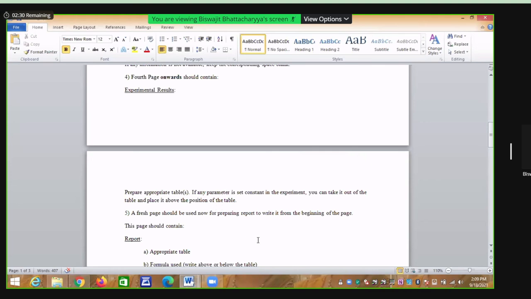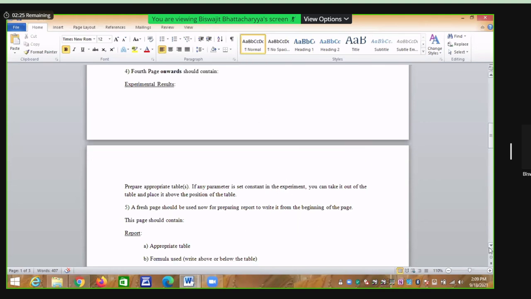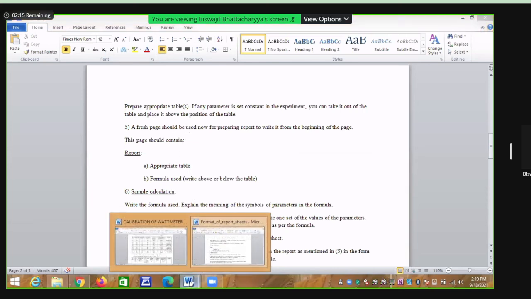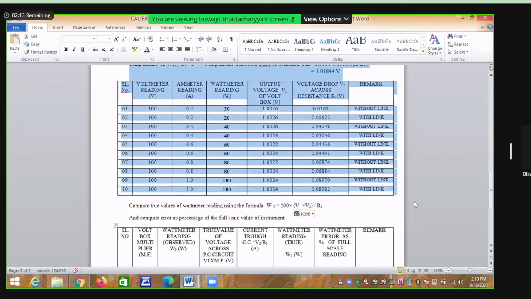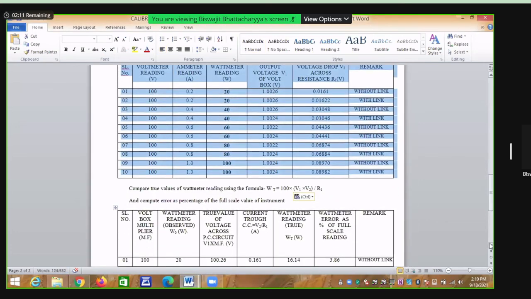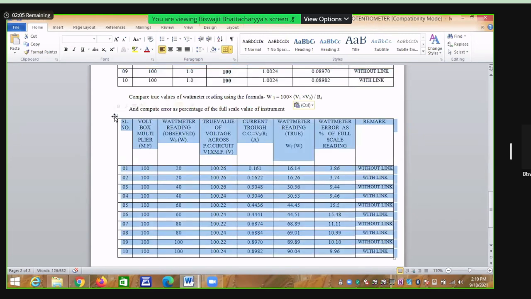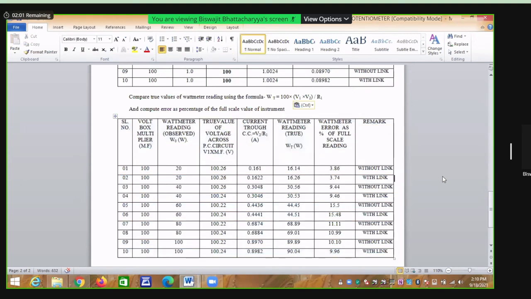Next, after you write the experimental result on the page, then what will you do? Then a fresh page will be there. It will be the experimental report, which may contain a table that will be the follow-up of the previous table. Just I'm showing you, the second table will come in the experimental report.